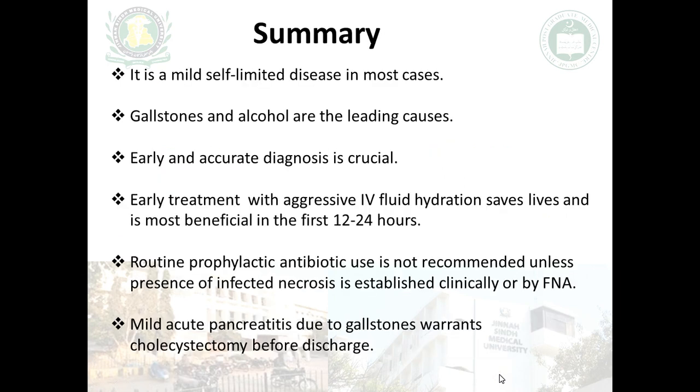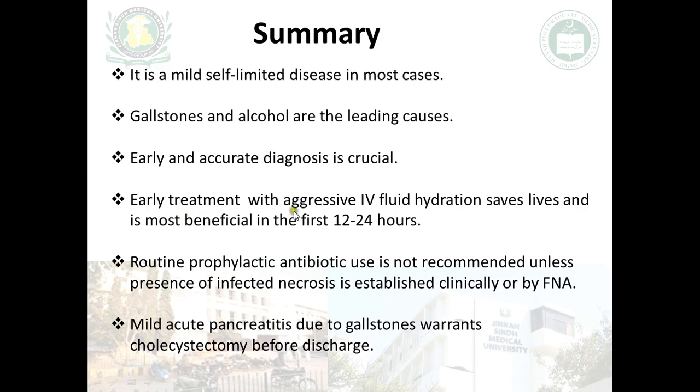So at the end, what was basically acute pancreatitis? In most cases, it is a mild self-limiting disease. Gallstones and alcohol are the leading causes, meaning 80% of the patients that present with acute pancreatitis are secondary to these conditions. Early and accurate diagnosis is crucial. It is an emergency, so diagnosis should be sought in a timely manner. Early treatment, it's an emergency.